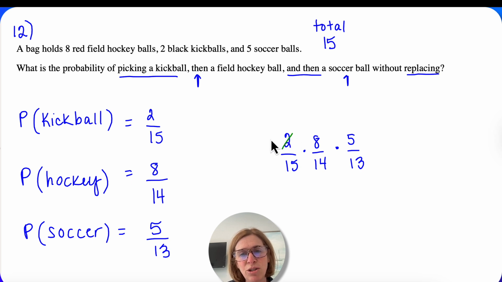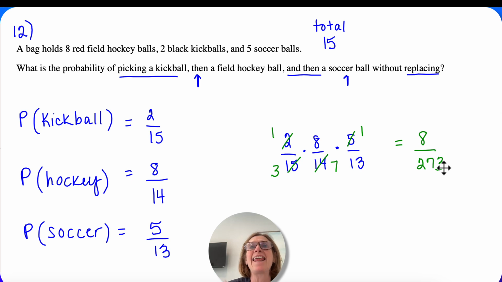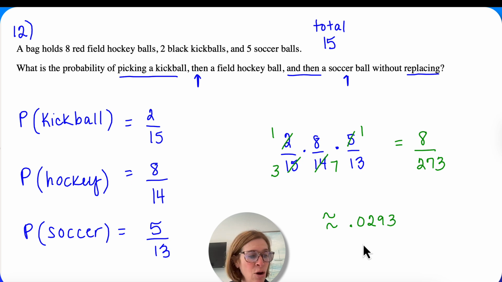So I see that 2 goes into itself once, goes into 14 7 times. I see that 5 goes into itself once and 5 goes into 15 3 times. It just makes the multiplication a little bit easier. So if I multiply across, I'm going to get 8. And if I multiply the bottom across, I'm going to get 273. So what's the probability of picking a kickball, then a field hockey ball, and then a soccer ball without replacing? It would be 8 of 273, which I think is approximately 0.0293 or about 2.93%, depending on how the teacher would want you to answer that.